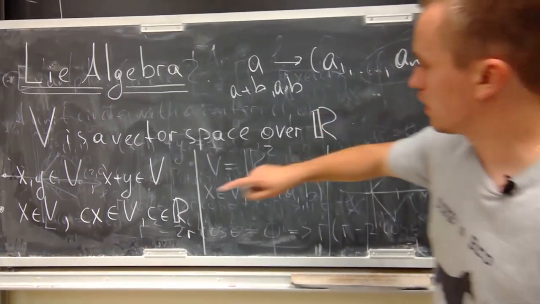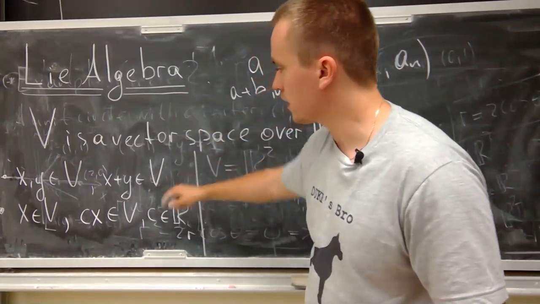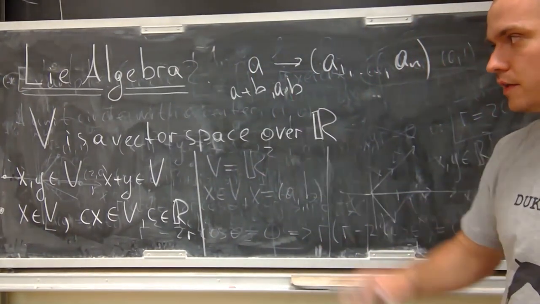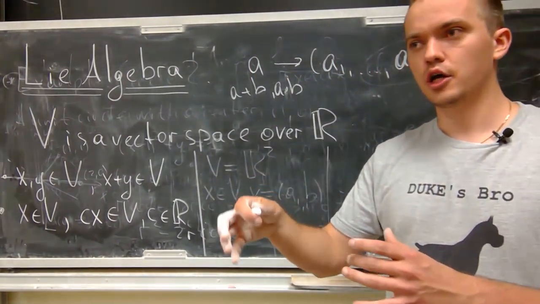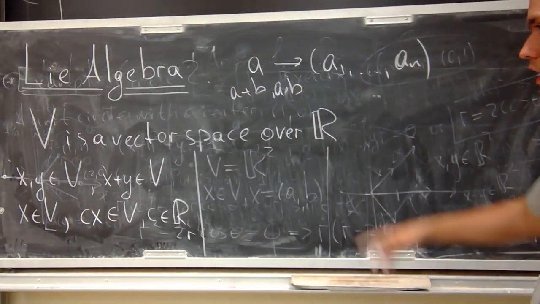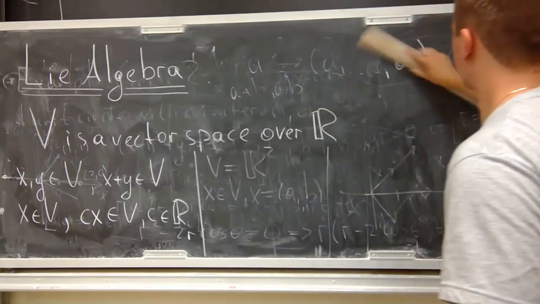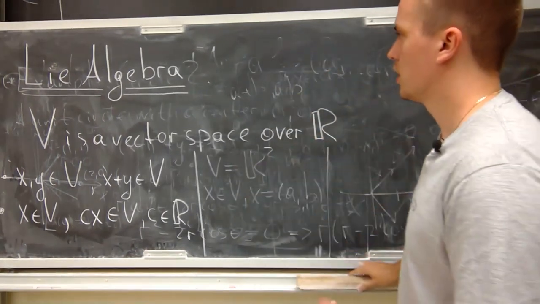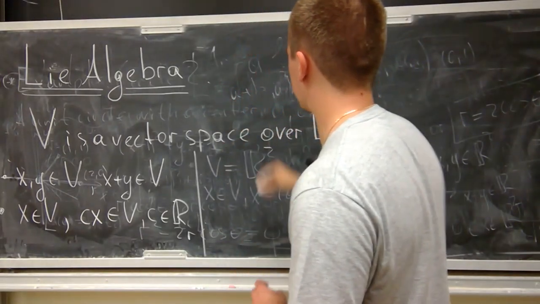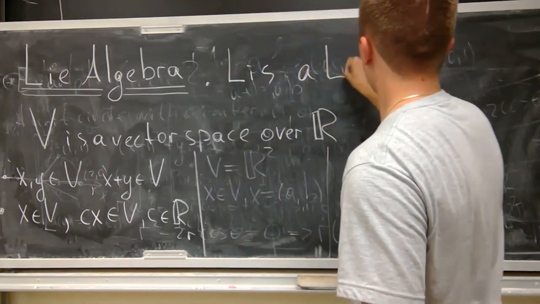So Lie algebra is basically what it's going to be. I want to define a vector multiplication, and the definition of a Lie algebra is a vector space with a multiplication. So let's erase this and give a kind of definition. L is a Lie algebra.